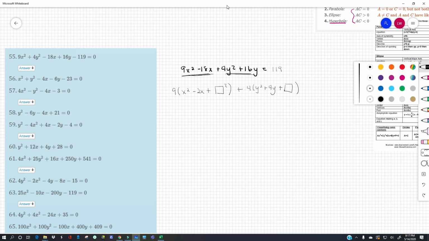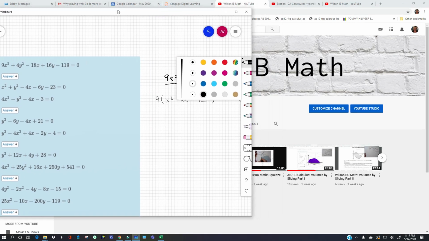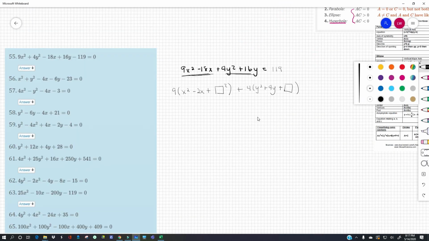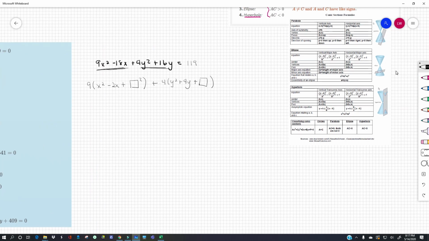Okay, so let me make it darker because I can't deal. And let me move my screen over. Oops. Over here, a little more room.